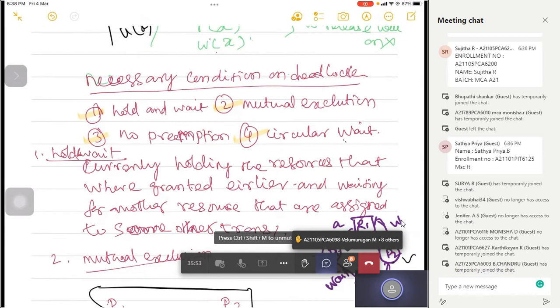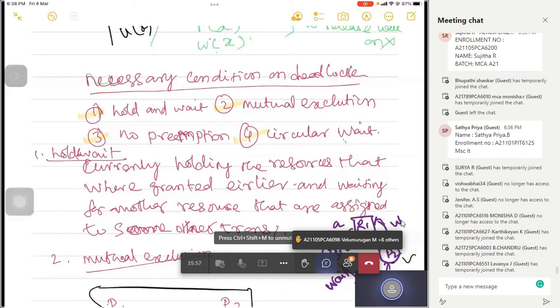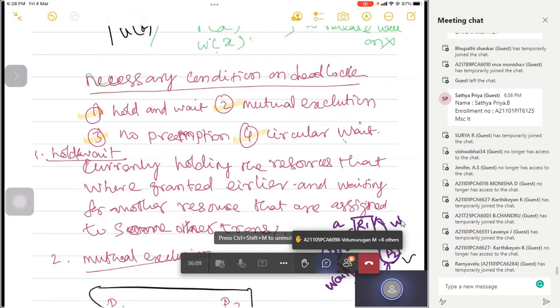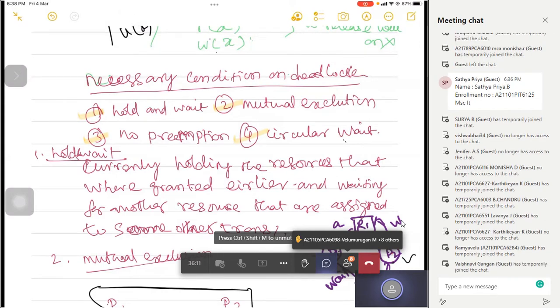சரி, இப்போ அந்த டெட்லாக் வருது வரல அப்படிங்கிற சிச்சுவேஷனை நம்ம எப்படி தெரிஞ்சுக்கிறது அப்படின்னு சொன்னோம்னா, necessary conditions for deadlock: hold and wait, first one. Another one is mutual exclusion. Third one is no preemption. Fourth one is circular wait.